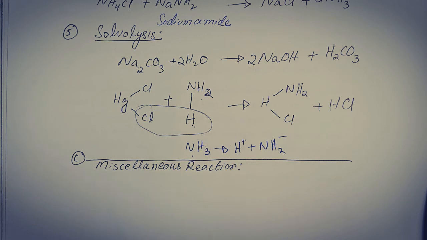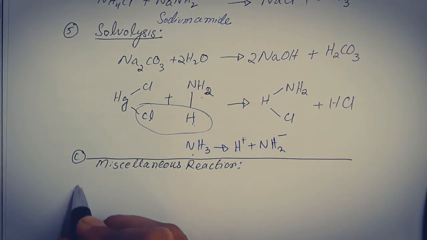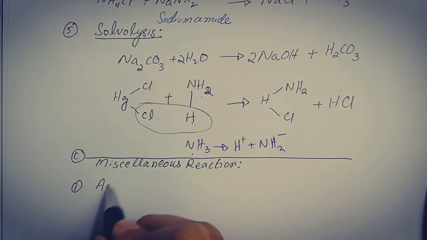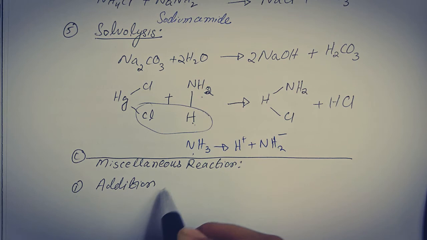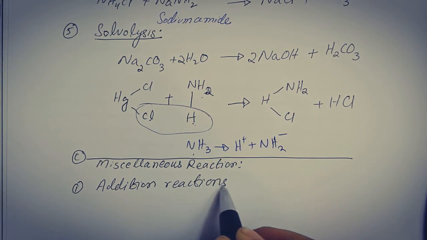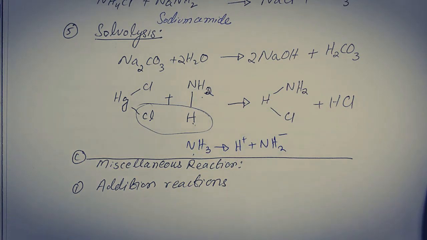reactions. A large number of chemical reactions cannot be classified and may be discussed separately, and some of them are of great importance in chemistry and are discussed here. So the first one is addition reaction. Such reactions involve the addition of atoms or molecules to unsaturated molecules containing double or triple bonds. The addition of hydrogen to ethylene to form ethane is an example of such a type of reaction.